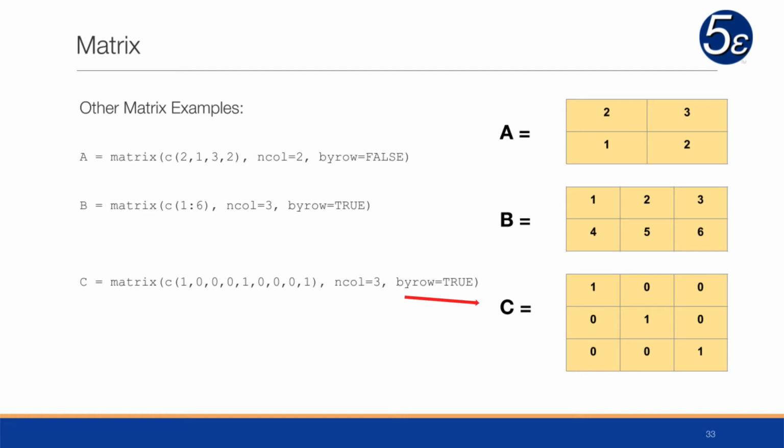And finally we have the third matrix, C, which has a vector of 1, 0, 0, 0, 1, 0, 0, 0, 1. Number of columns is 3, byrow is true, so it will put the information in by row. For those of you who are familiar with linear algebra, this is an identity matrix. We'll do more of those in a future module.